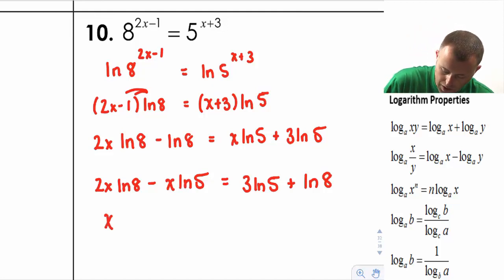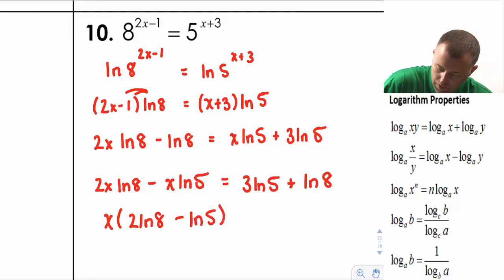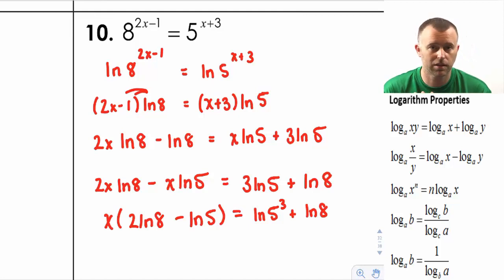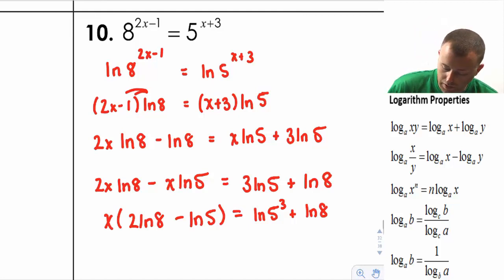So I'm able to do that by factoring that x out of that equation. So that becomes 2 natural log 8 minus natural log 5. On the right-hand side, I still have this log. Now what I'm going to start to do in these next couple steps, I'm going to rewrite this as natural log of 5 cubed plus natural log of 8, because what I'm able to do is condense these logs as I start to try to solve for x.